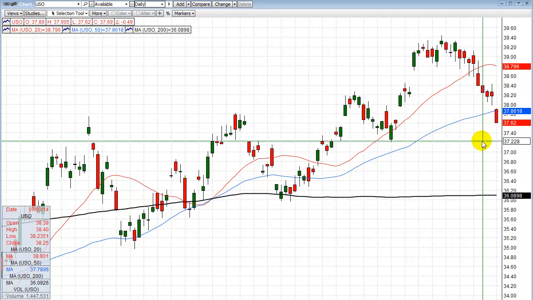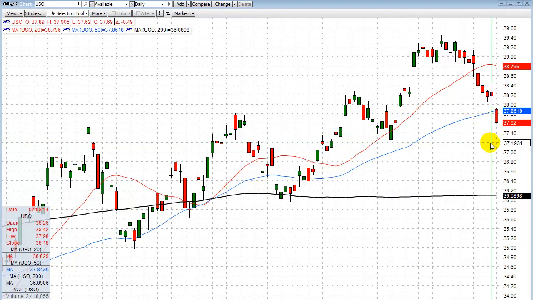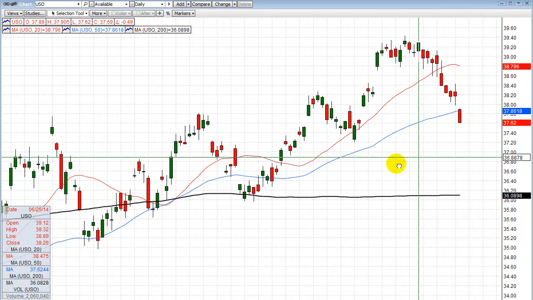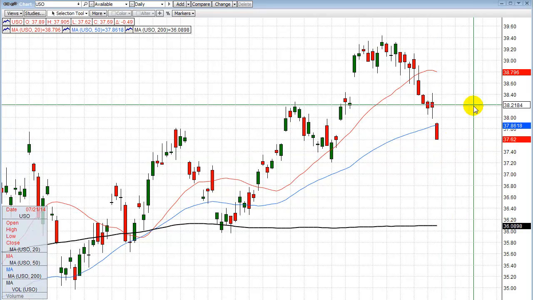And here we're going to challenge this low here. Tomorrow, if we challenge this low on Thursday, and the low would be 37.21, and 37.21 is defended, you could probably look for higher prices for at least 5 to 7 trading sessions in USO.